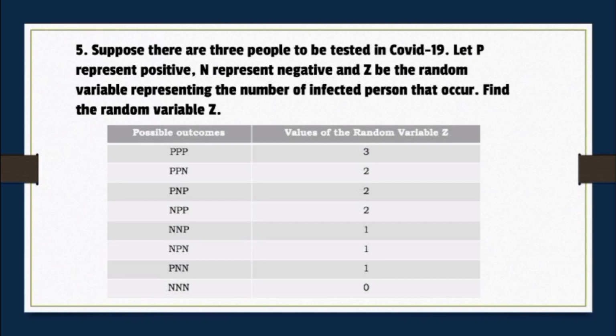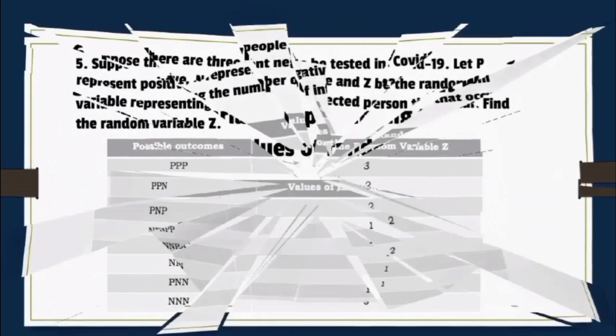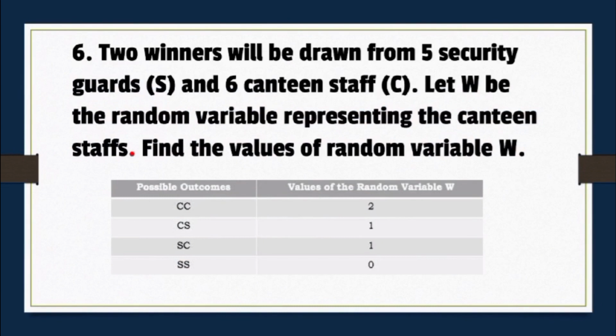This time, we have to count the number of positives. In PPP, there are 3. PPN, 2. PNP, 2. NPP, 2. NNP, 1. NPN, 1. PNN, 1. And NNN, 0. And based on the given table, we can say that the possible values of Z are 0, 1, 2, and 3.